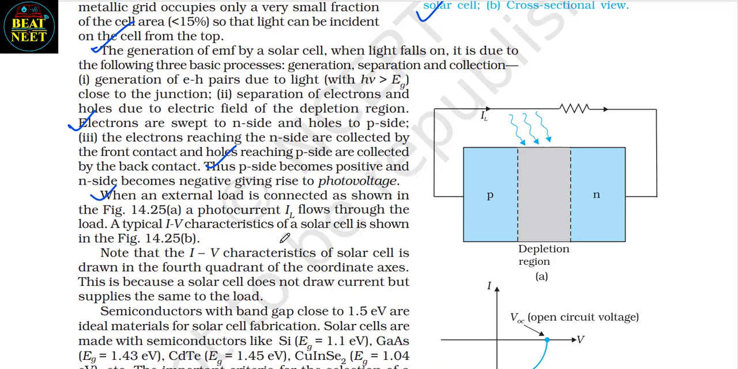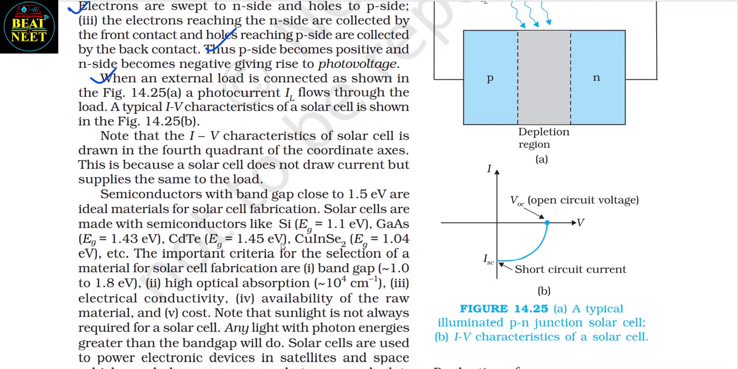When an external load is connected as shown in the figure 14.25a, a photocurrent IL flows through the load. A typical IV characteristics of a solar cell is shown in the figure 14.25b. Note that IV characteristics of solar cell is drawn in the fourth quadrant of coordinate axis. This is because a solar cell does not draw current but supplies the same to the load.